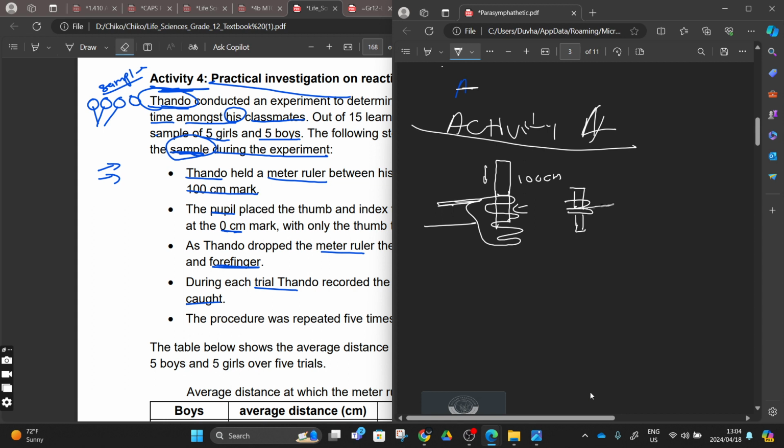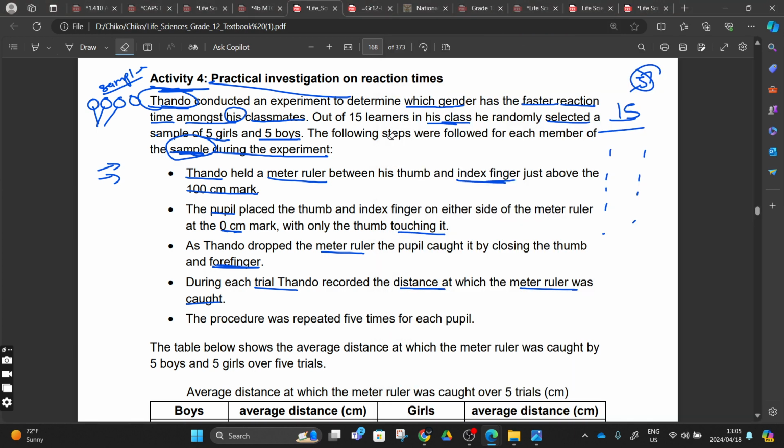So wherever they are catching that ruler, we record that. If the 5 boys or 5 girls, if the first boy holds it at 20 centimeter, we are going to record that 20 centimeter, and then we do the average, right? I hope you understand this. That is what is happening.